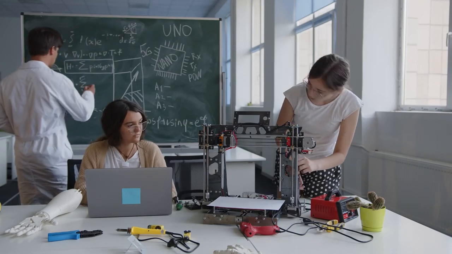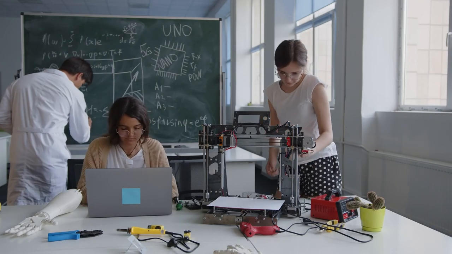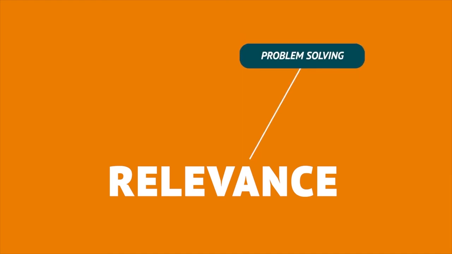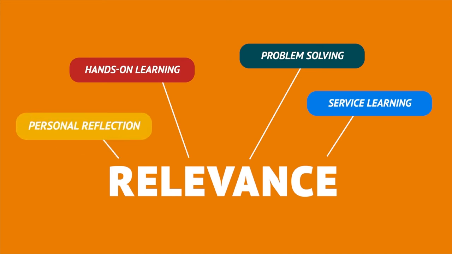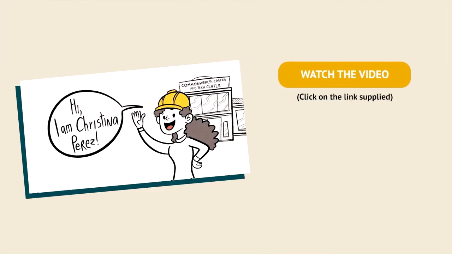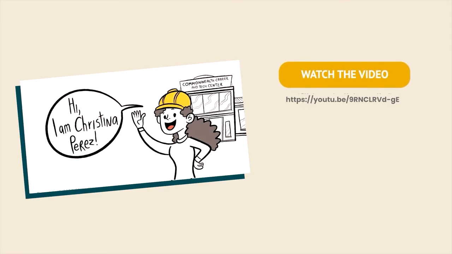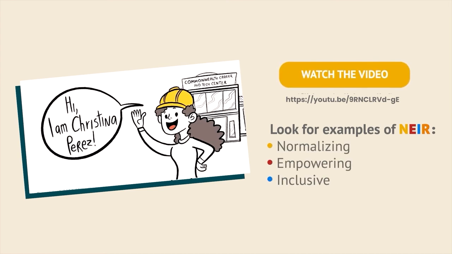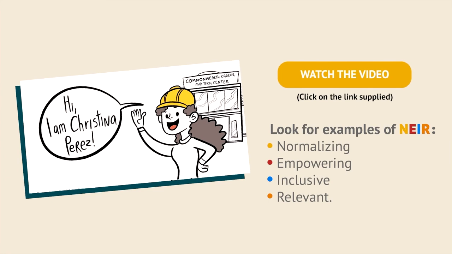In the last couple of decades, hands-on learning has become an important pedagogy for teaching learning through doing. Relevance, as defined here, includes problem-based learning, and adds the context of service learning and personal reflection, critical for character development. Click the link to watch the brief video of Christina Perez. Look for examples of normalizing, empowering, inclusive, and relevant, NEIR.